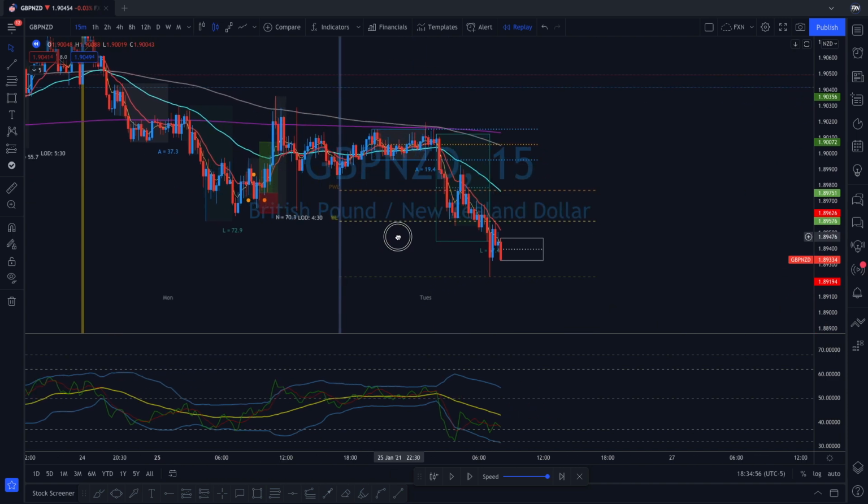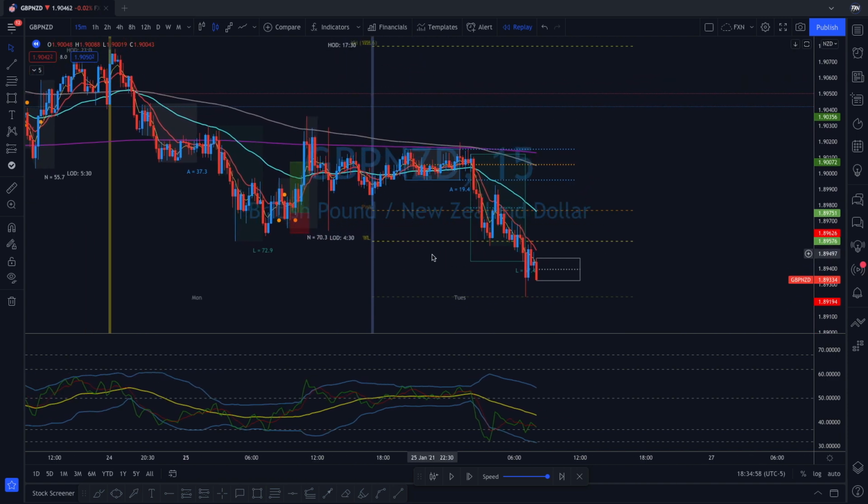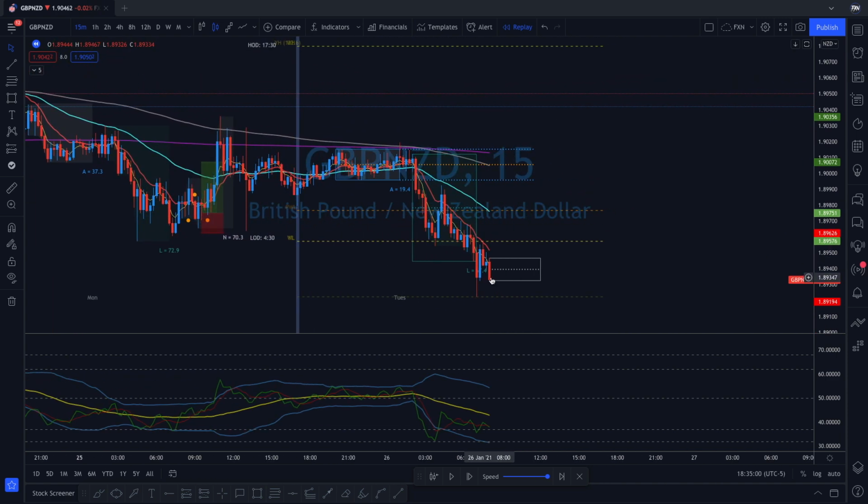Okay, so what is this, Tuesday? So Tuesday, what do we end up getting here? Start of the New York session, kind of the same thing actually. We ended up getting a huge move straight down.